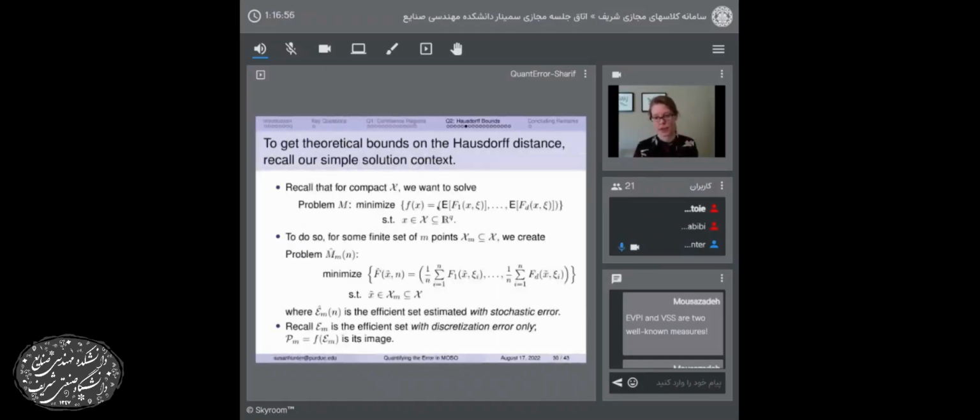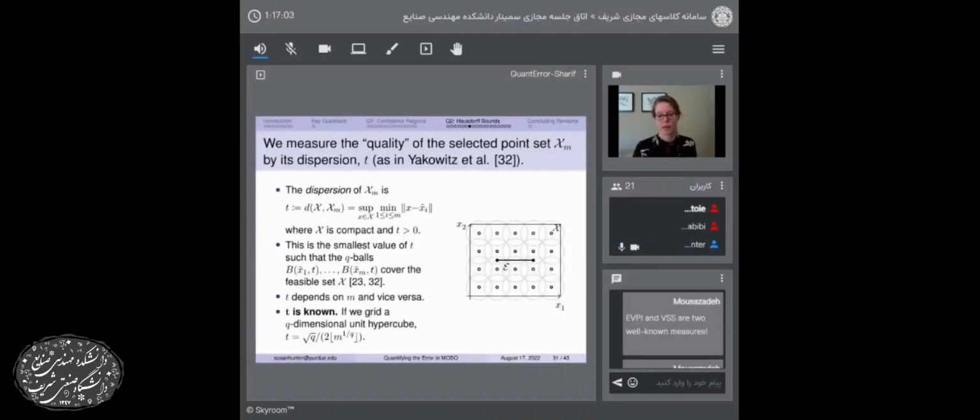So this is just recalling our setup. We have m points, and we're sampling at each one some amount. We're going to measure the quality of the selected point set, the feasible set x sub m, by its dispersion t. So the key point here is t is the smallest value such that the balls around the points cover the entire feasible set. And because we've chosen the points that we're going to sample at, t is known to us.